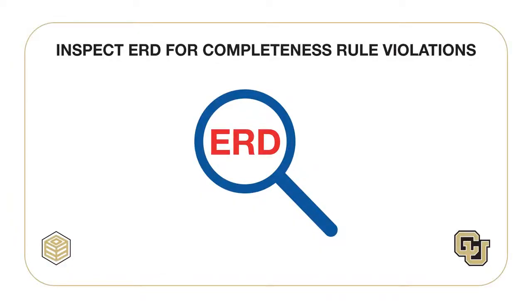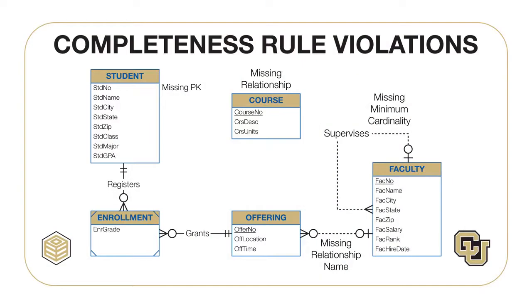An entity type not participating in at least one relationship should be carefully examined. Without participating in a relationship, the entity type cannot be easily combined with other entity types in queries. An ERD can be inspected to identify completeness rule violations. Note that you do not need to understand the meaning of an ERD to identify diagram rule violations. This ERD has the following violations of completeness rules.